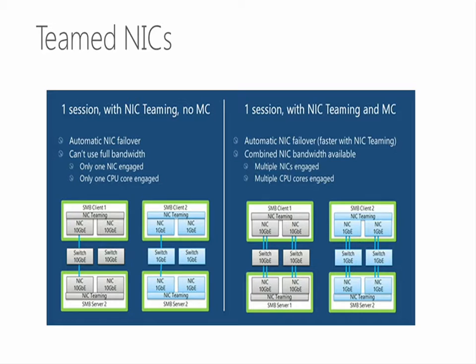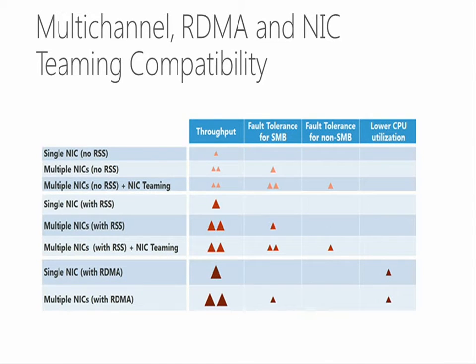Notice automatic failover when I use NIC teaming is faster than not using NIC teaming, and this allows us again to combine the network bandwidth so we can get the best throughput of all of our available networks. I've got a great summarization chart here talking about multi-channel, RDMA, NIC teaming, and all the capabilities. Notice as we go down the chart, multiple NICs with RDMA gives us the best throughput capabilities. We do get fault tolerance for SMB network traffic, both on multiple NICs and multiple NICs with NIC teaming.